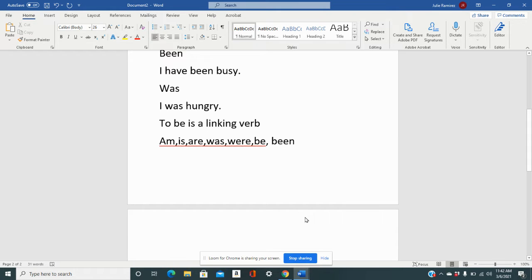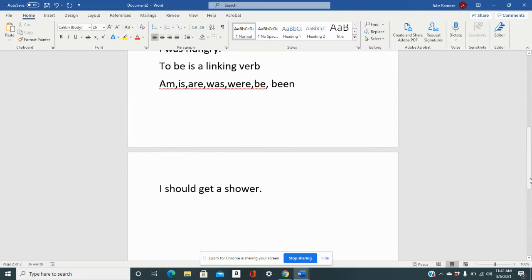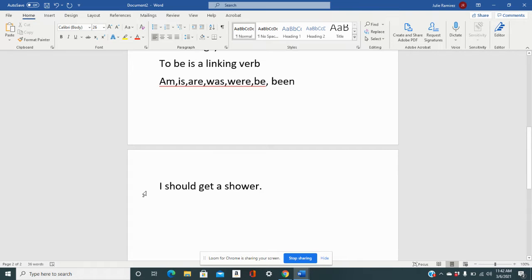So if I have a sentence like, I should get a shower. It's almost noon and I have not had a shower yet. True story. After I do this lesson, I will be getting a shower. So should is a helping verb. Get is our main verb, and that's an action verb. So should is what we call a modal verb, and a modal verb is a type of helping verb. So should get goes together, and this is a verb phrase.